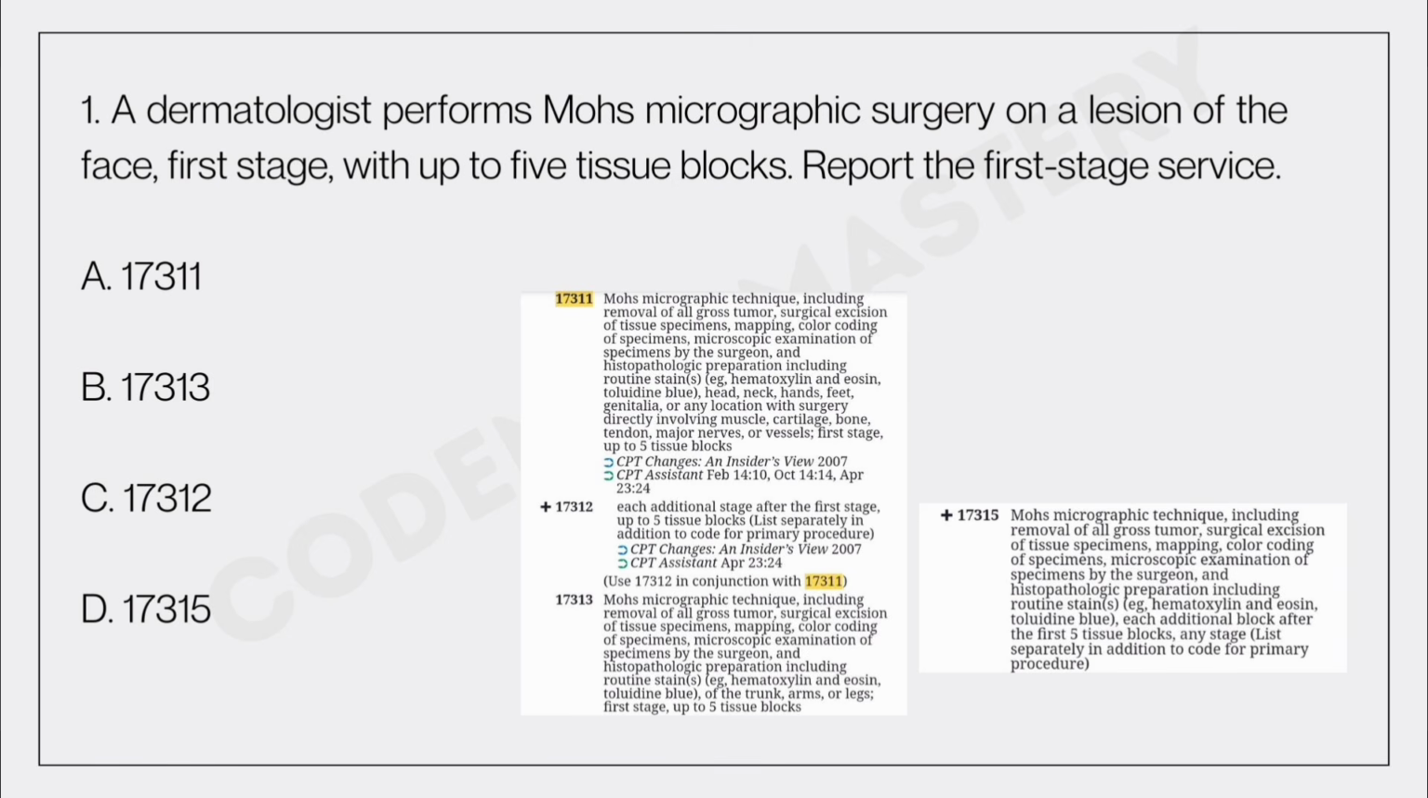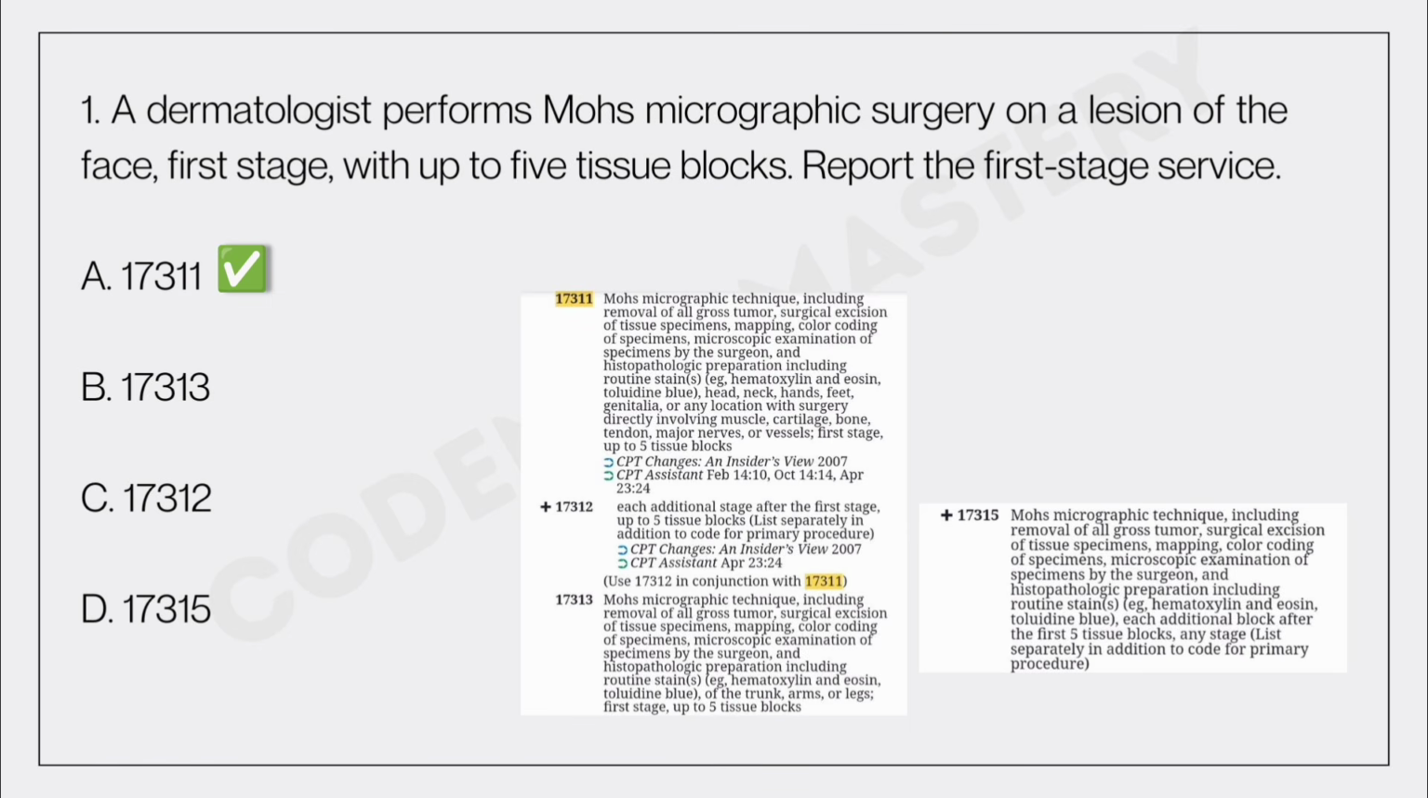In the question they have given Mohs micrographic surgery on a lesion of the face, first stage up to 5 tissue blocks. So it is face, first stage with up to 5 tissue blocks. A lesion on the face falls under the head anatomical group. So the right answer is 17311.